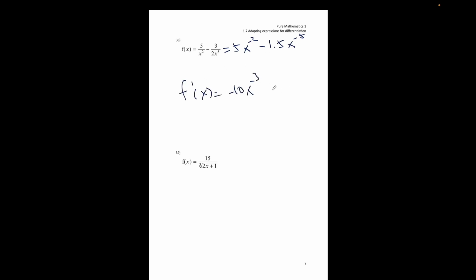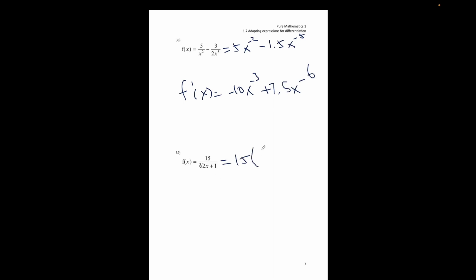Negative 1.5. And then you can differentiate f dash of x is equal to negative 1 times 2, negative 2x to the power of negative 1 minus 1, negative 2. This is going to be positive 4.5 x to the power of negative 2.5. I'm sure you understand that. This thing over here, 5x negative 2 minus 1.5x negative 5, or 3 over 2 times x to the power of negative 5, which differentiated becomes equal to negative 10x negative 3 plus 5 times 1.5, 7.5x to the power of negative 6.